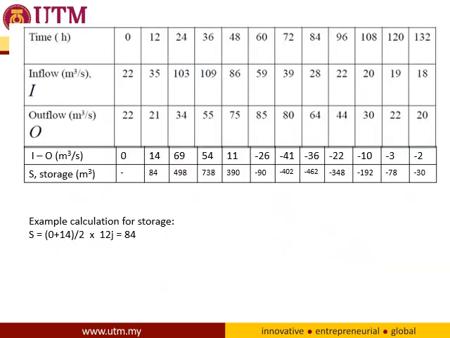So this is the same table. We have time, we have I inflow, we have O outflow. The next step is you add two more rows. The first one is inflow minus outflow, so you get this for each time step until the end. And then you calculate the storage. So how do you calculate this storage?